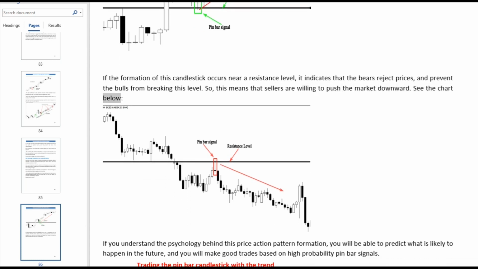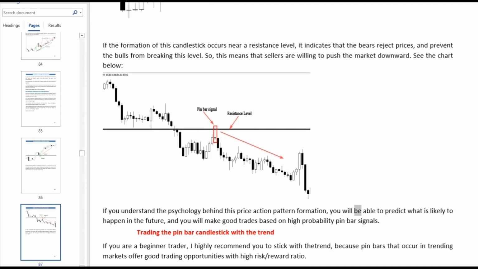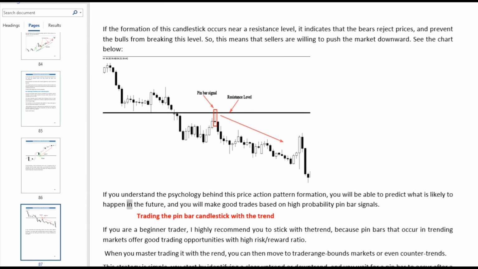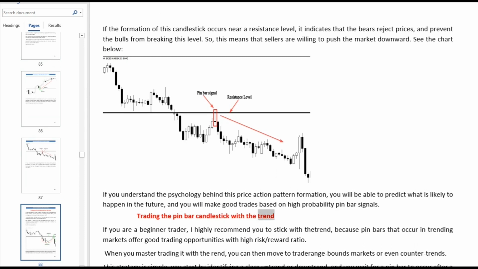See the chart below. If you understand the psychology behind this price action pattern formation, you will be able to predict what is likely to happen in the future, and you will make good trades based on high probability pin bar signals. Trading the pin bar candlestick with the trend.